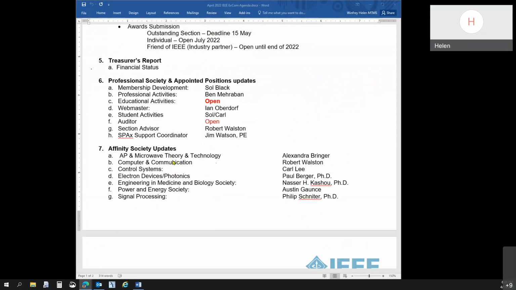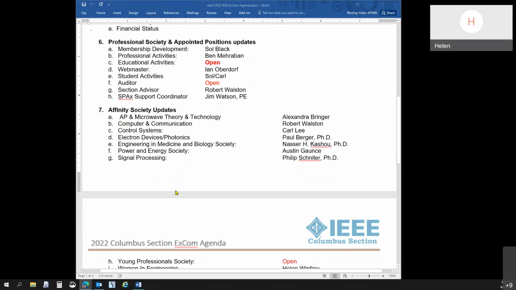Okay, so we're looking at some of these technical chapters. For example, we have not had any feedback from APMTT controls. We haven't heard from Carl at all. I think he attended a meeting early this year, but that was pretty much it. And there were no events last year, which is not good. And then engineering and medicine.